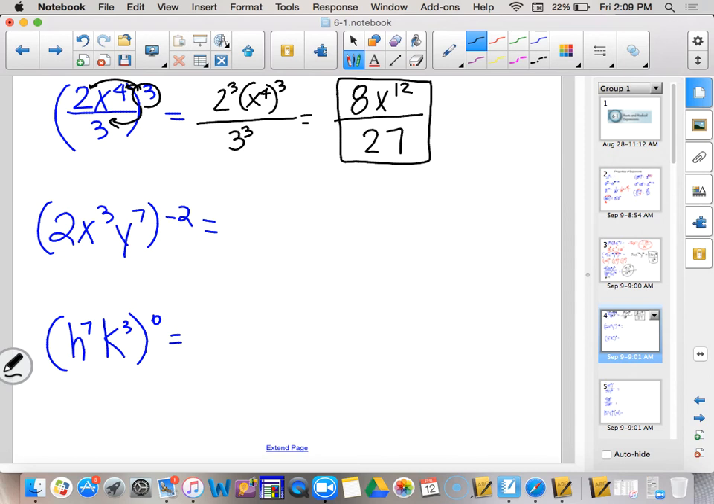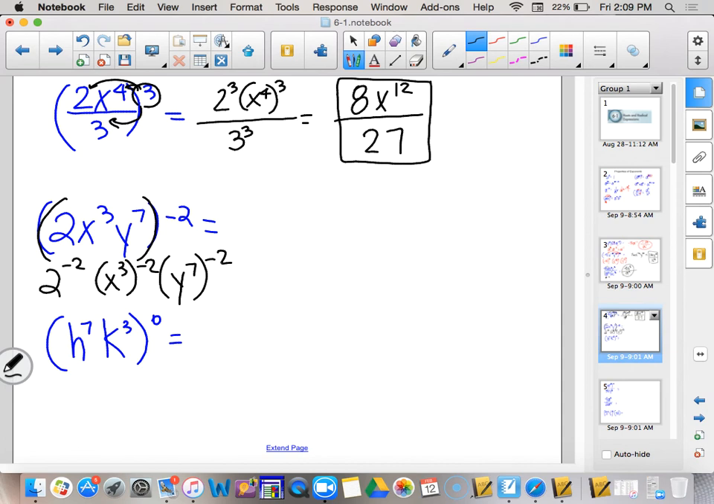Okay, 2x to the 3rd, y to the 7th. I'm going to take all of it and raise it to the negative 2. So what am I going to do with that negative 2? Is it up there? Was it up there? Mm-hmm. So 2 raised to the negative 2, x to the 3rd raised to the negative 2, y to the 7th raised to the negative 2.